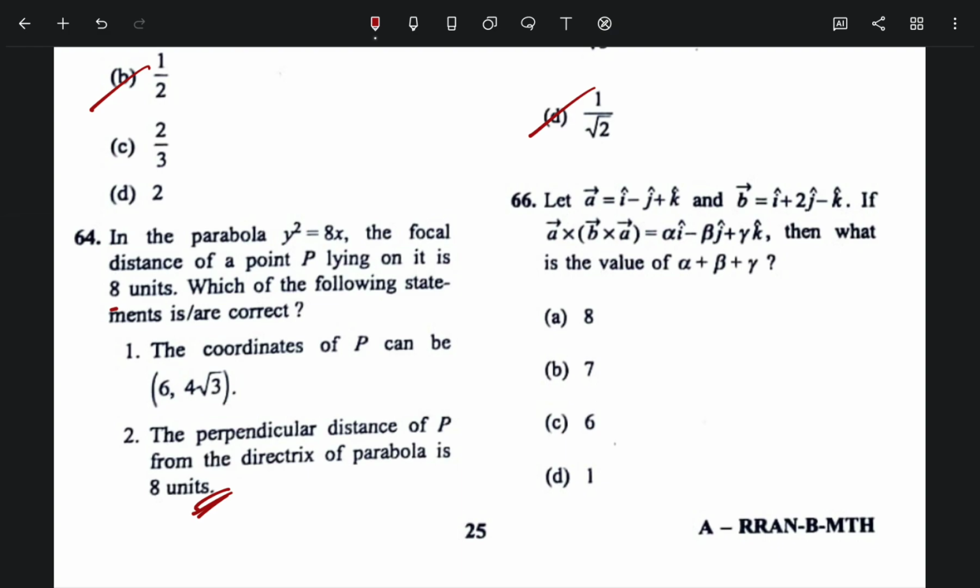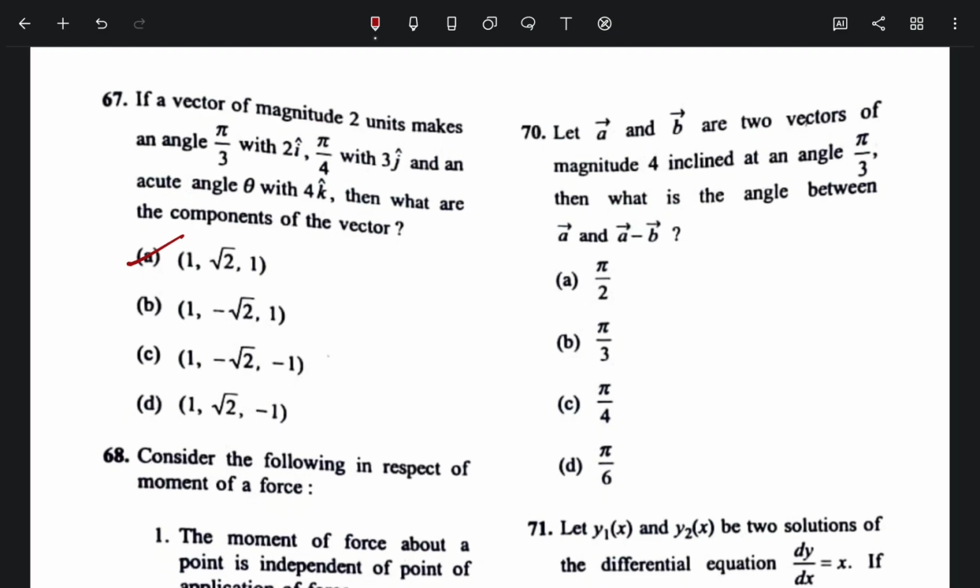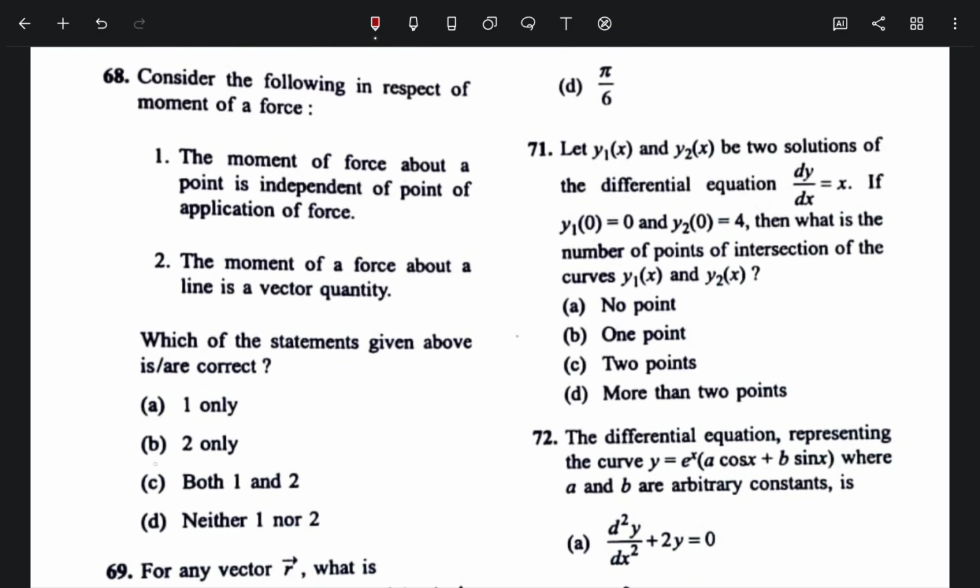66, again a lot of questions from now will be direct formulas from vectors. 66, you will get C. 67, you get A. So just the angle formula. And then you get B for this, 2 only. Moment of a force about a point is independent of the point of application of the force. Moment of a force about a line is a vector quantity. This is true, but this is not true.